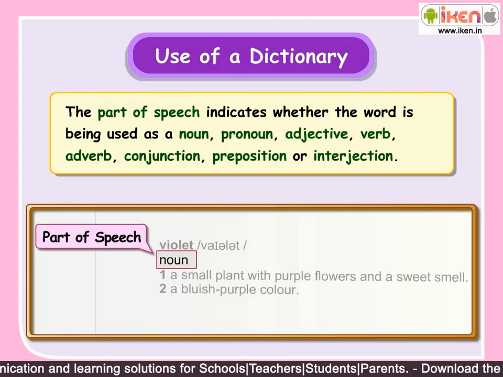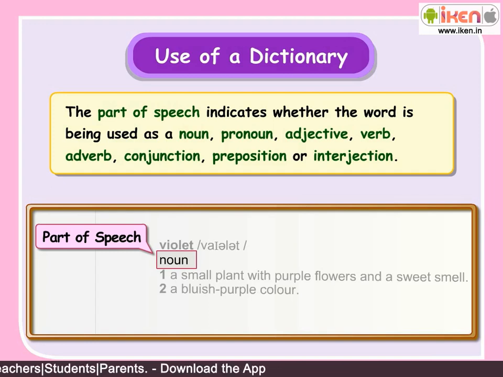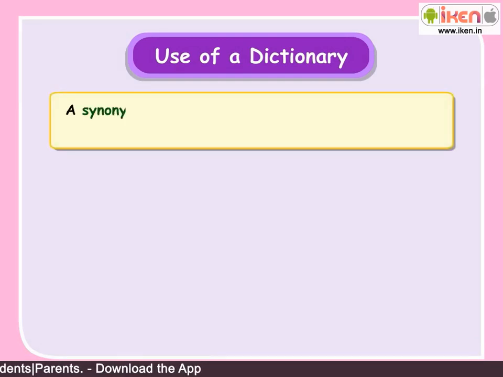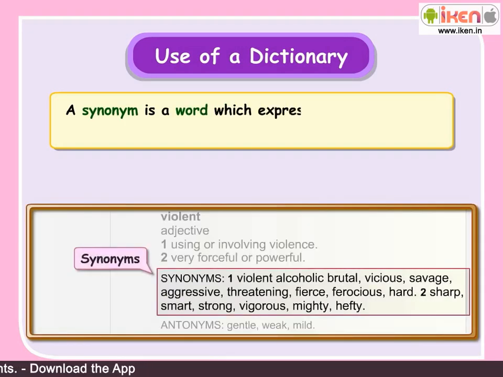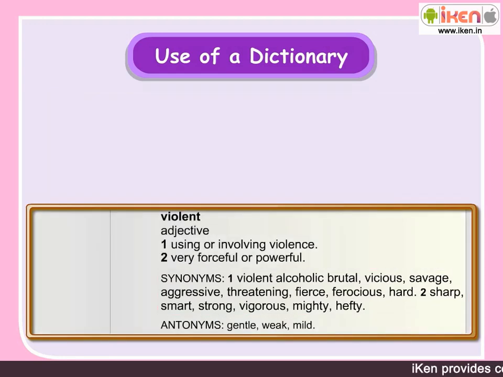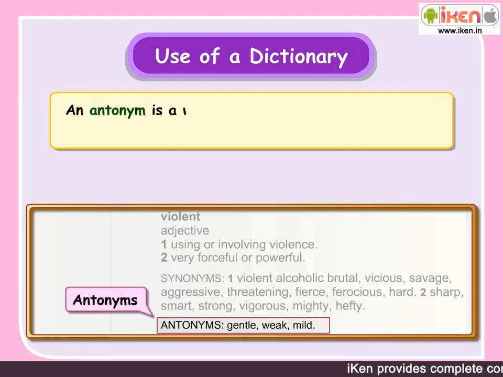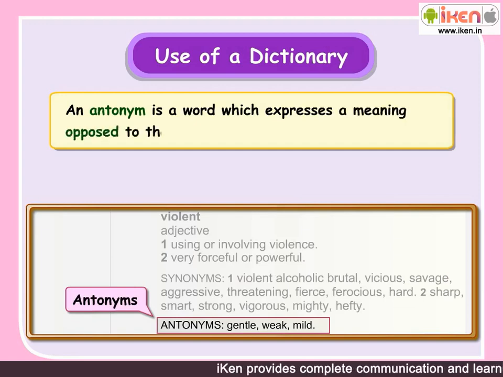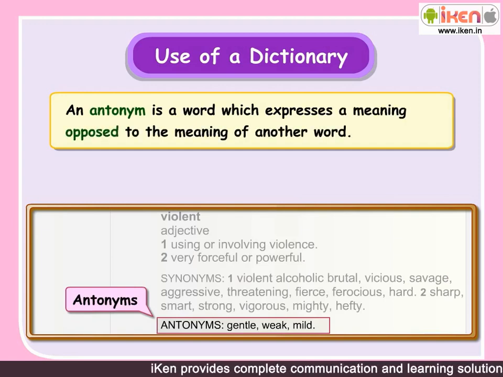The dictionary provides a list of synonyms and antonyms for the given entry word. A synonym is a word which expresses the same or a very similar meaning as another word. An antonym is a word which expresses a meaning opposed to the meaning of another word.